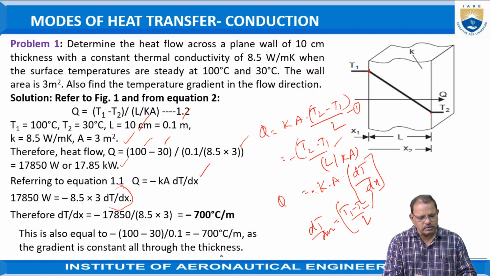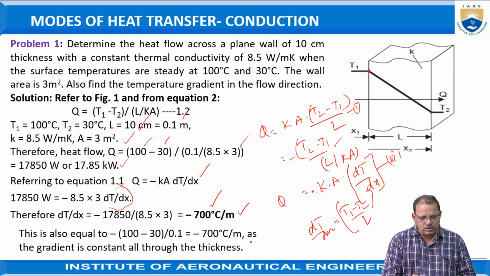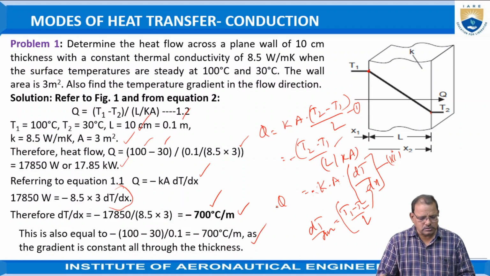This also gives the same answer, which is equal to minus 700 degrees centigrade per meter. Or by using these relations, we can take Q equal to 17,850, K equal to 8.5, A equal to 3. By using this relation also, we will get the same equations. So this is known as the temperature gradient of the given object.